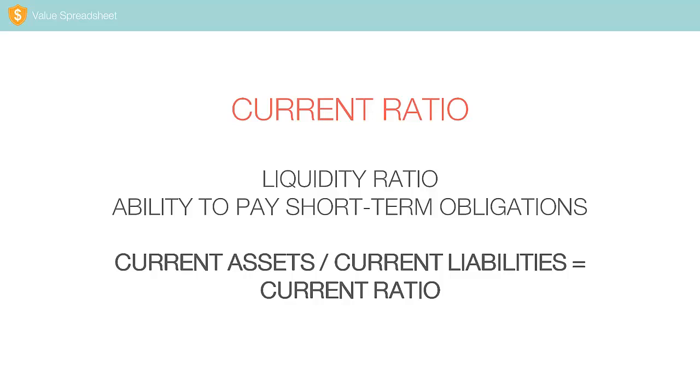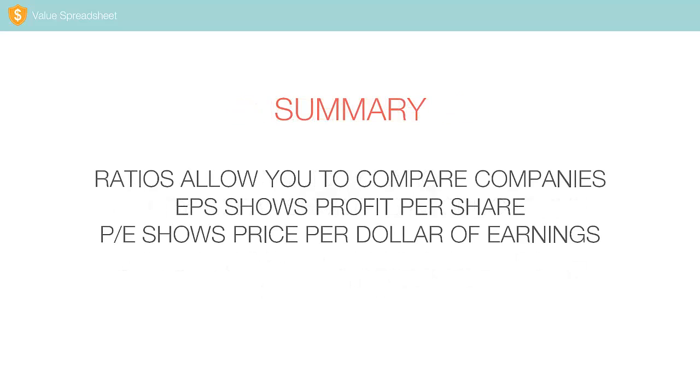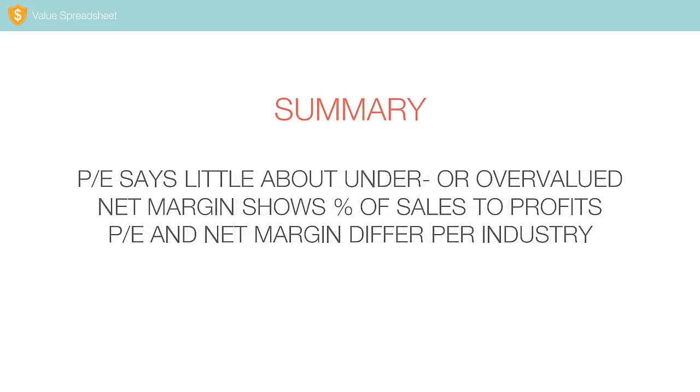You can find the formulas and explanations for all these ratios in the glossary document, which is part of this module. To summarize, financial ratios allow you to compare companies and get a better idea of how well they are performing. Earnings per share shows you how much profit a company is making for each stock it has issued. The price-earnings ratio is a valuation ratio, or multiple, which shows you how much investors are willing to pay for a stock per dollar of income. PE in itself does not say much about whether or not a company is undervalued with respect to its intrinsic value. The net margin tells you what percentage of total sales is translated into bottom-line profits.